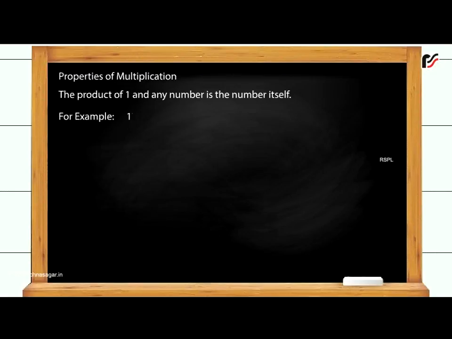The product of 1 and any number is the number itself. For example, 175 multiplied by 1 is equal to 175. The product of 0 and any number is 0. For example, 654 multiplying by 0 is equal to 0.